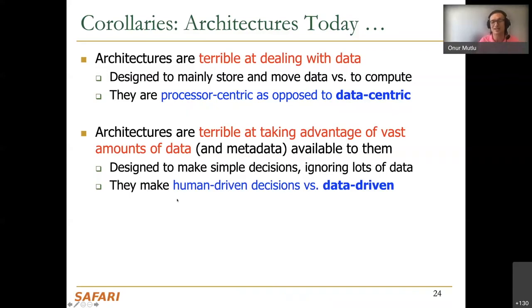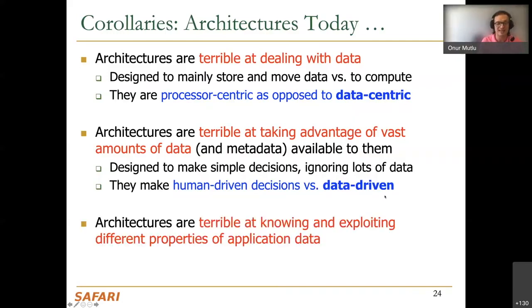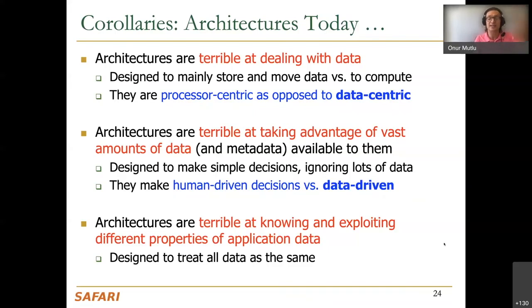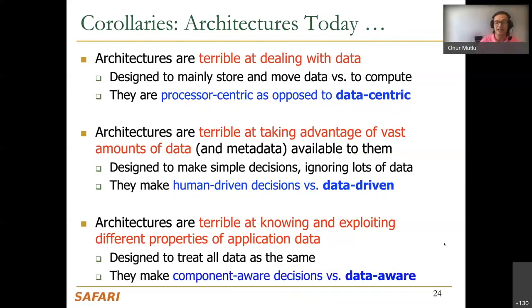So that's why I don't consider existing architectures intelligent, because they make human-driven decisions as opposed to data-driven decisions. They don't learn from their mistakes. And the third is our architectures today do not know or exploit different properties of application data because they're designed to treat all data the same, because the characteristics do not get communicated well from the higher levels, from the semantic levels, to the hardware in the system. As a result, architectures make component-aware decisions as opposed to data-aware decisions. They cannot adapt the decisions to the properties of the data.